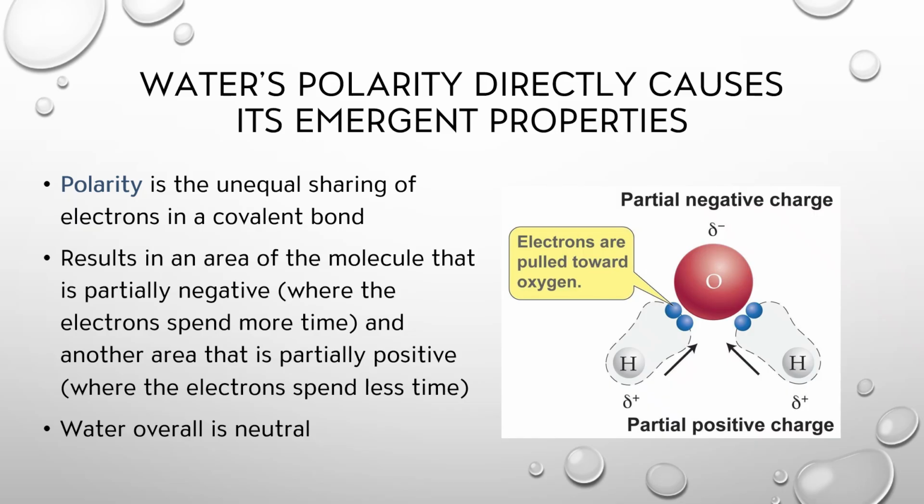The electrons don't spend quite as much time or aren't as close to the hydrogen as they are to the oxygen. So as a result, the oxygen has a partially negative charge to it, and the hydrogens will have partially positive charges. Water overall is not a charged molecule. It is neutral. However, it has areas that get partial charges throughout its existence. Now, that's a key thing to remember, that this is not an ion. It's not a true positive and a true negative. It's just a partial association.